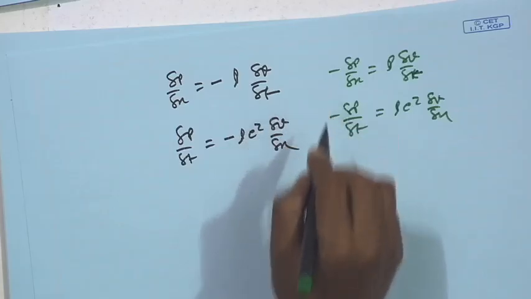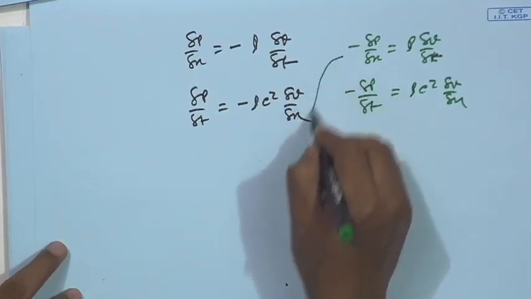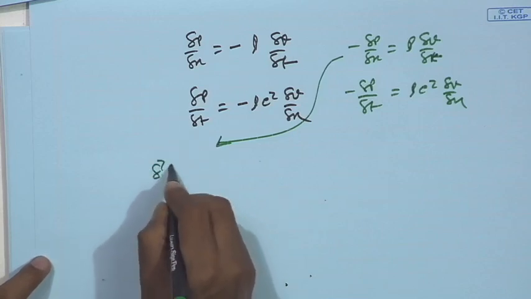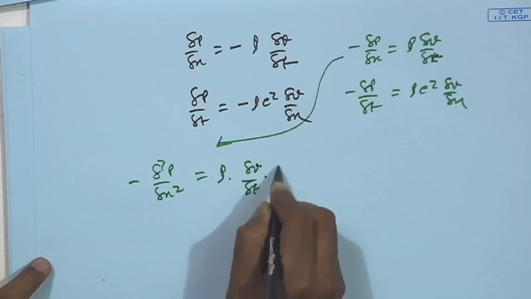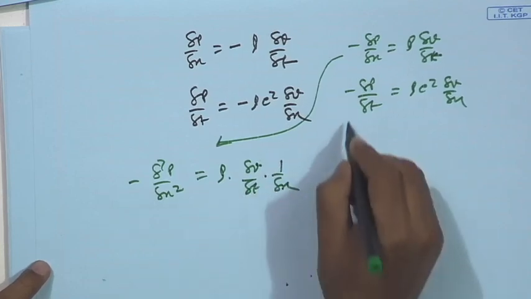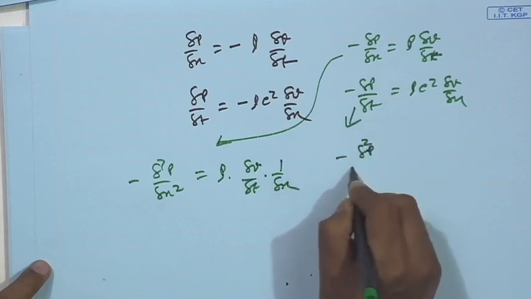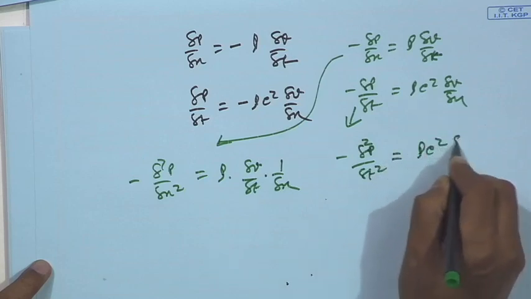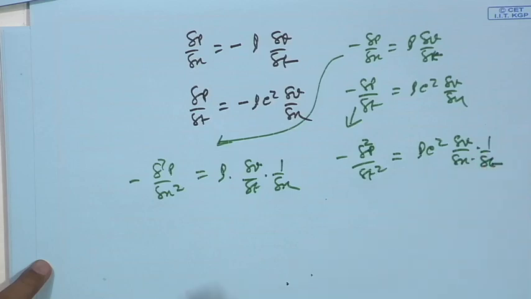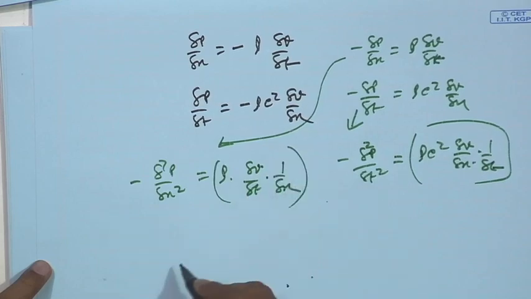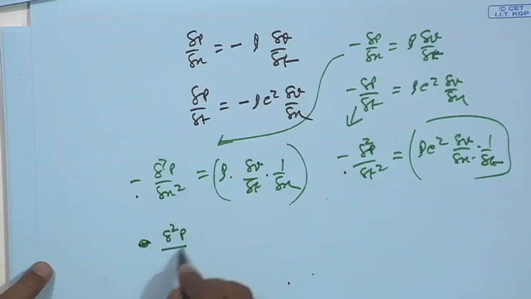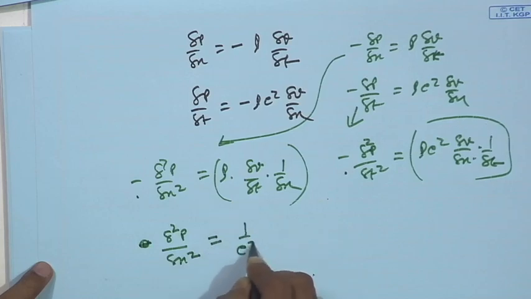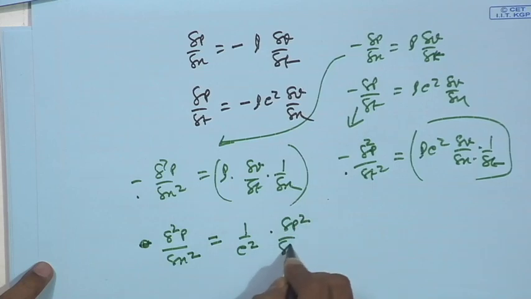Okay. Now, if I want to know the pressure equation, what I will do is differentiate this equation with respect to x. So, del square p by del x square is equal to minus rho into del v by del t into 1 by del x. If I again do it with respect to t, minus del square p by del t square is equal to rho c square del v by del x into 1 by del t. So, if you see this side and this side, what is the difference? 1 by c square only. So, I can write del square p by del x square is nothing but 1 by c square into del square p by del t square.